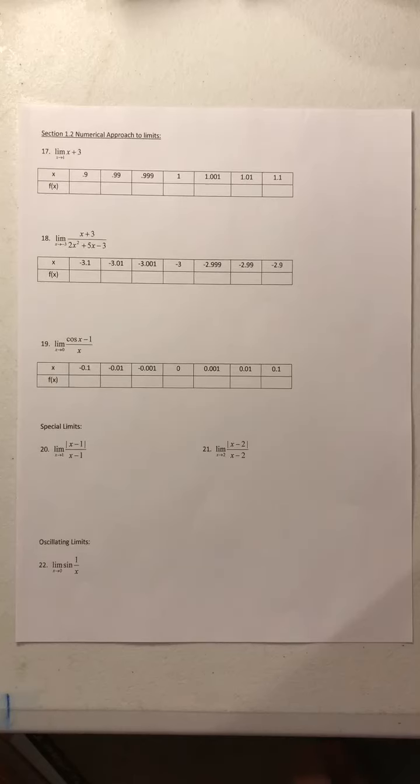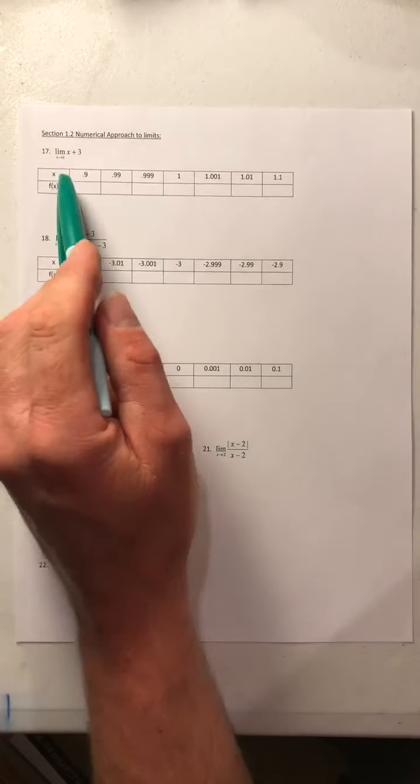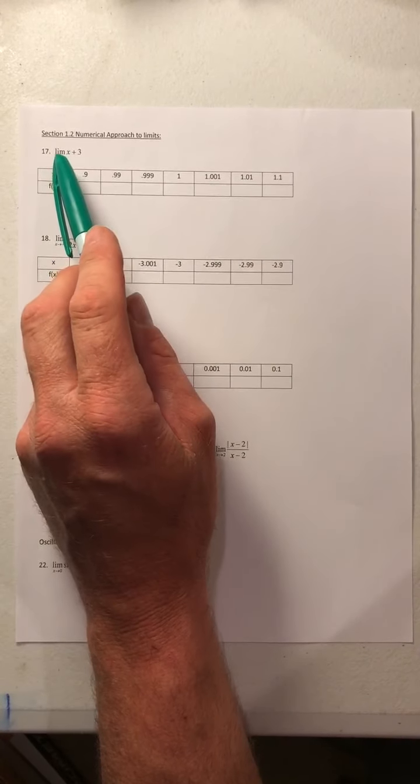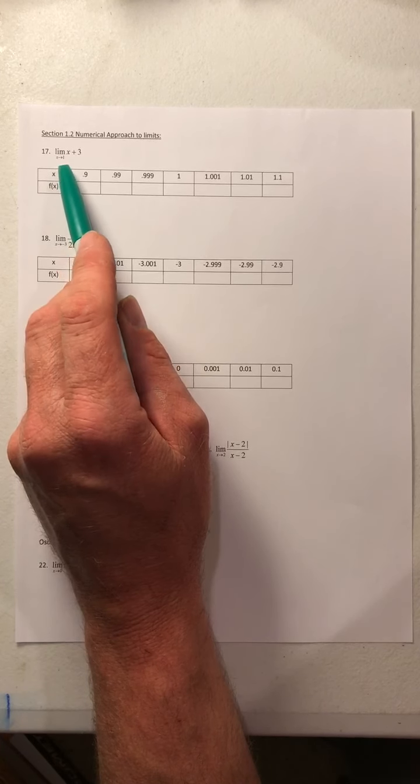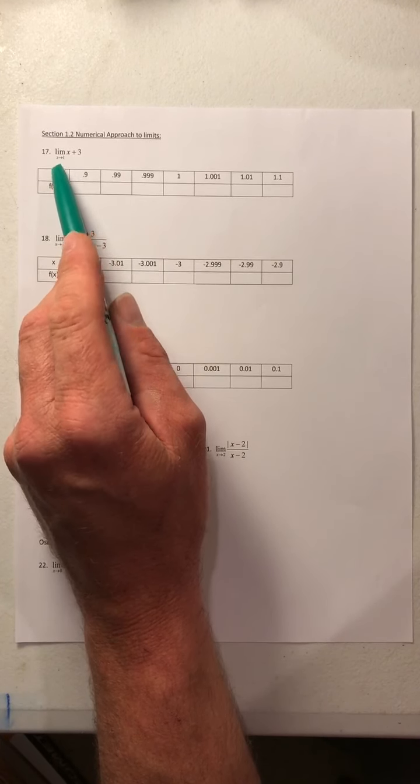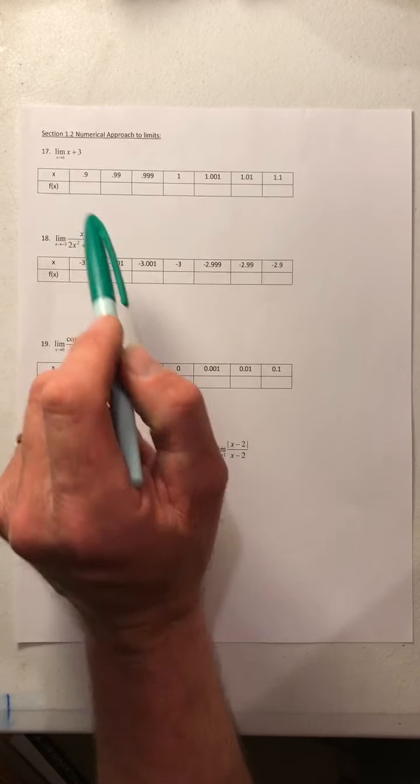Welcome back. So in our last section, we started talking about limits and we looked at the graphical approach of limits. Today what I want to look at is the numerical approach to limits. So we're going to look at the numbers around those certain values. So here in number 17, which is this worksheet's off of what we started with yesterday on the graphical approach, we're looking at the limit as x approaches 1 of x plus 3.